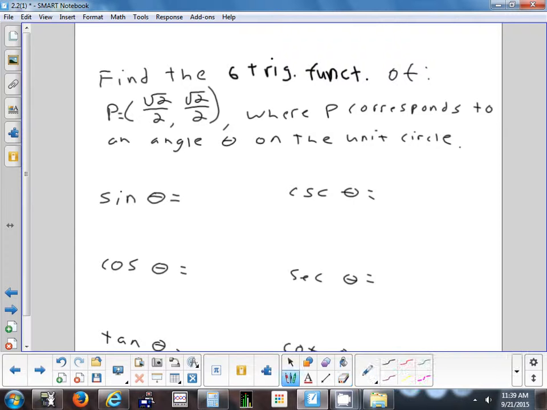So again, we know it's a 45, but you don't need to know that. All you need is the location. That's the most important thing. Where is the angle on the unit circle?